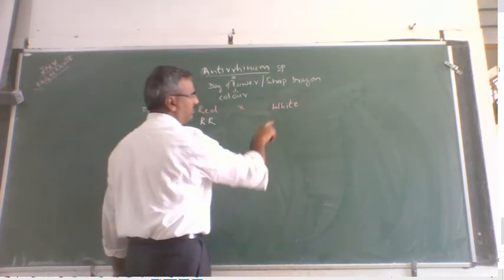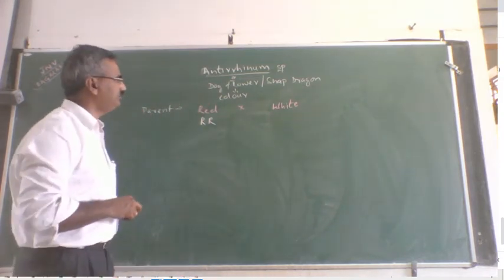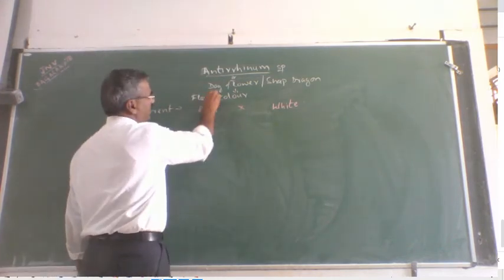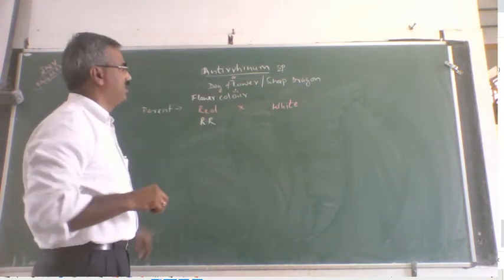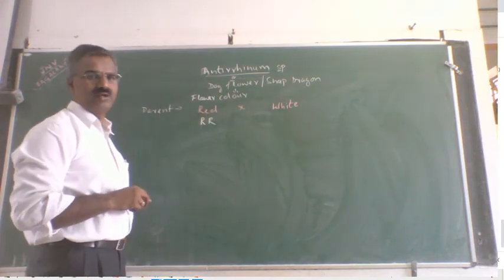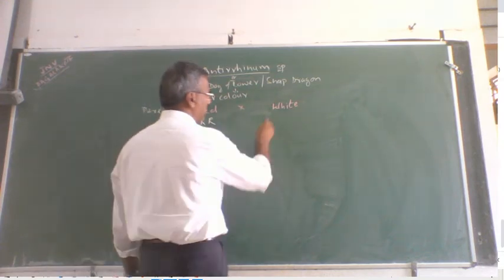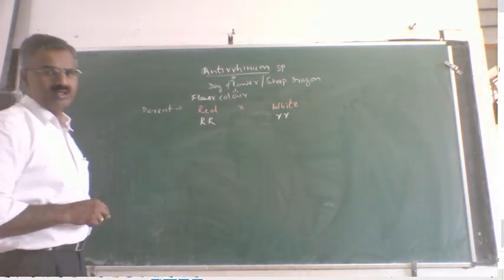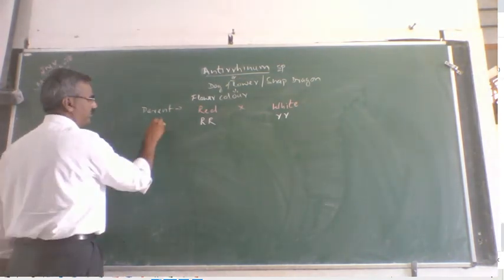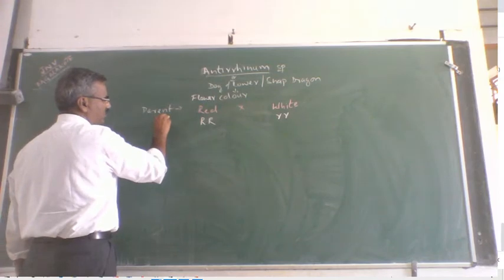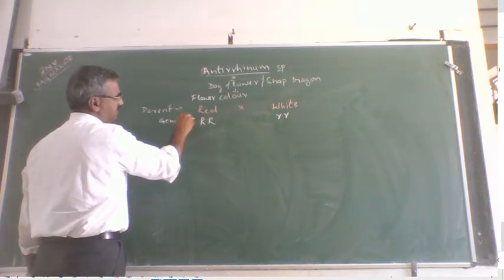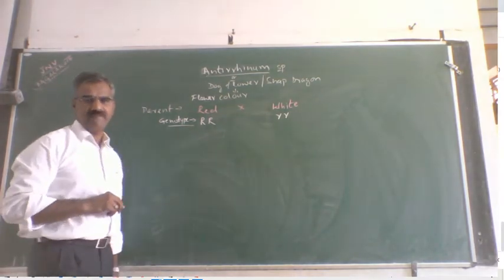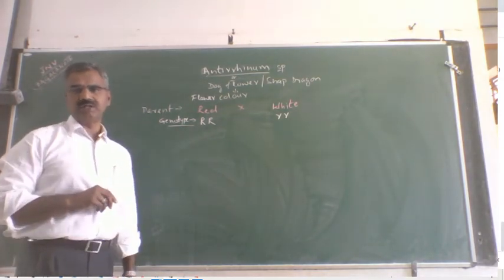Then what about this white flower? Small r. We are taking flower color into consideration in the plant called Antirrhinum, which is also called snapdragon. So quite naturally, as you rightly told, it is going to be small r. This is the phenotype, and this is the genotype. Step by step you have to write like this only. Then what is the next step which you have to write?